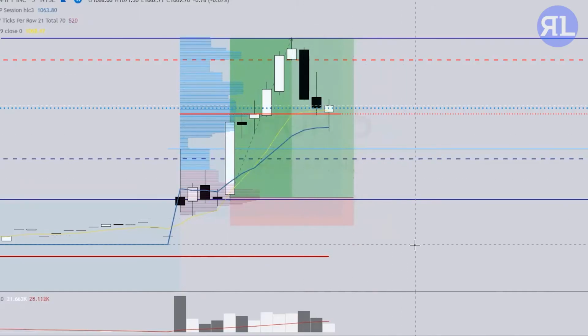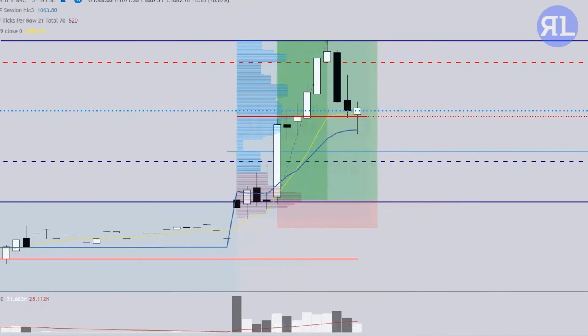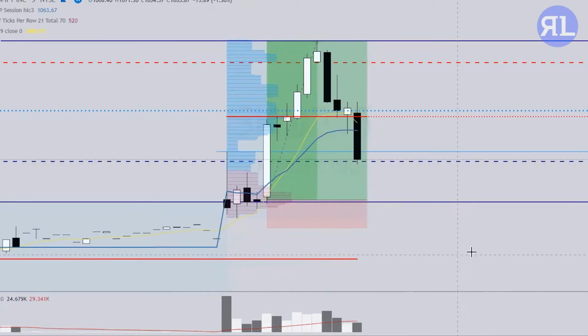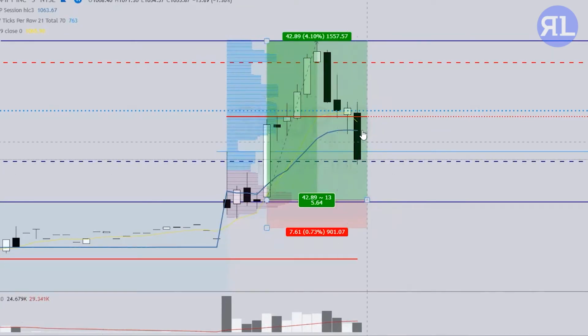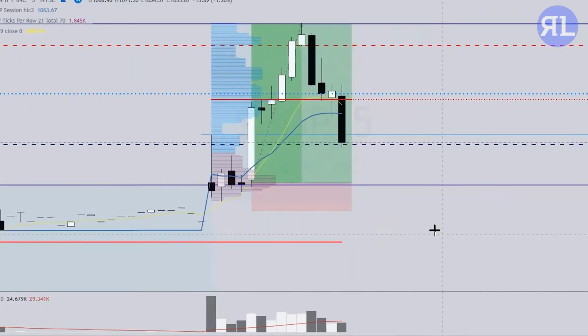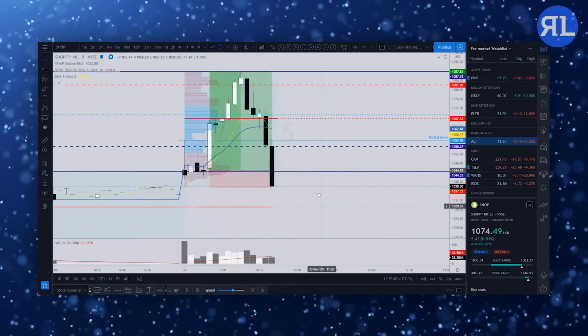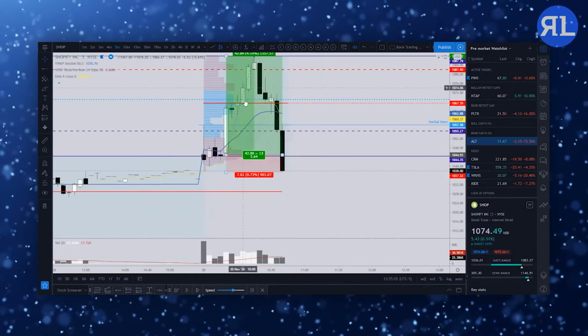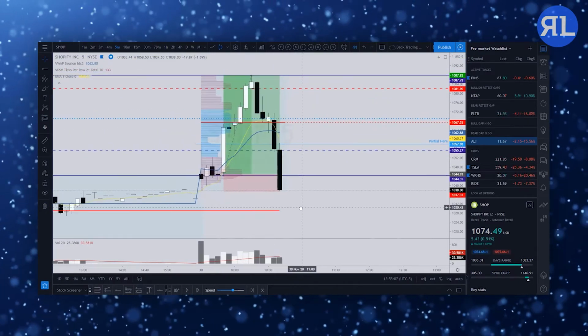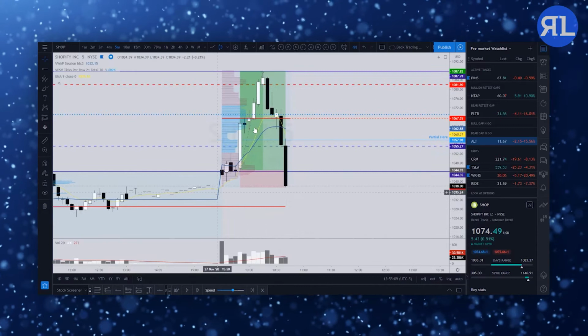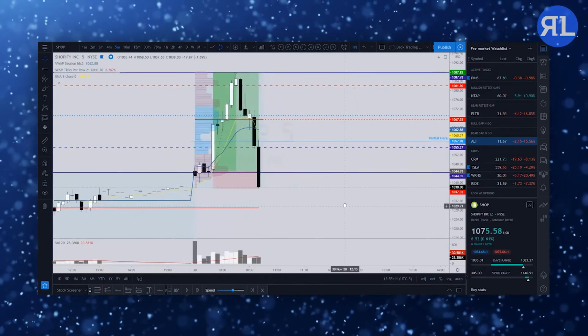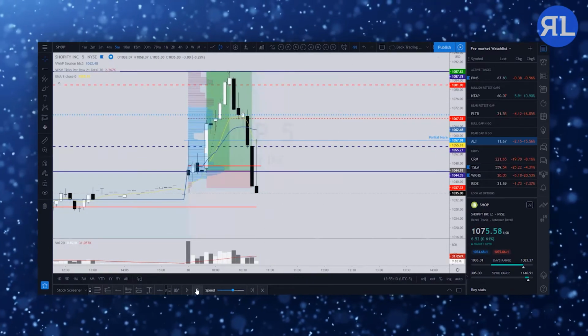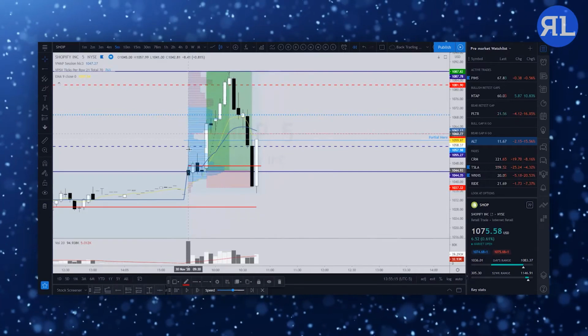That's a nice little hammer candle. That would be a good entry point if you wanted to take it again, but it wouldn't have triggered, by the way. So it broke down. I'm glad we're out of the trade because this should not happen at all. If we had stayed in the trade and not exited, we would have been stopped out. So that's not very good. It hit that resistance and just peeled right off. And now your point of control moved back down again.